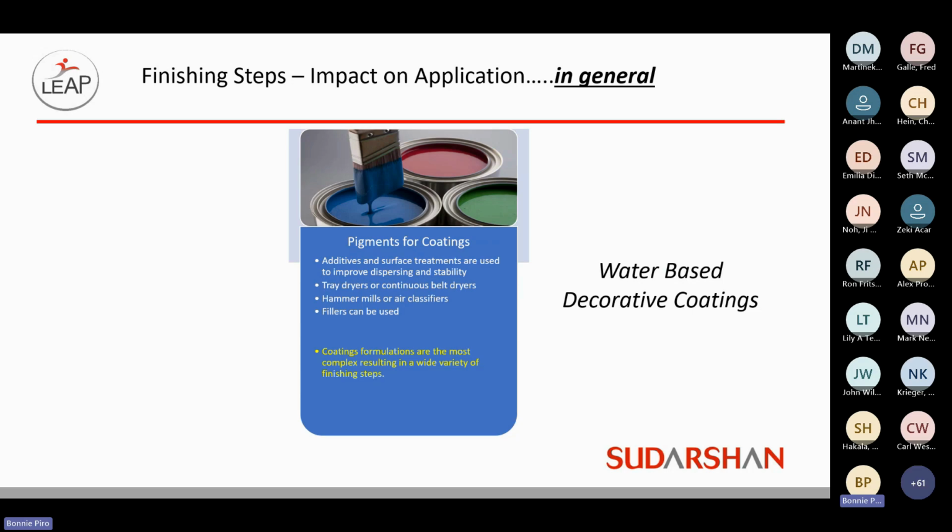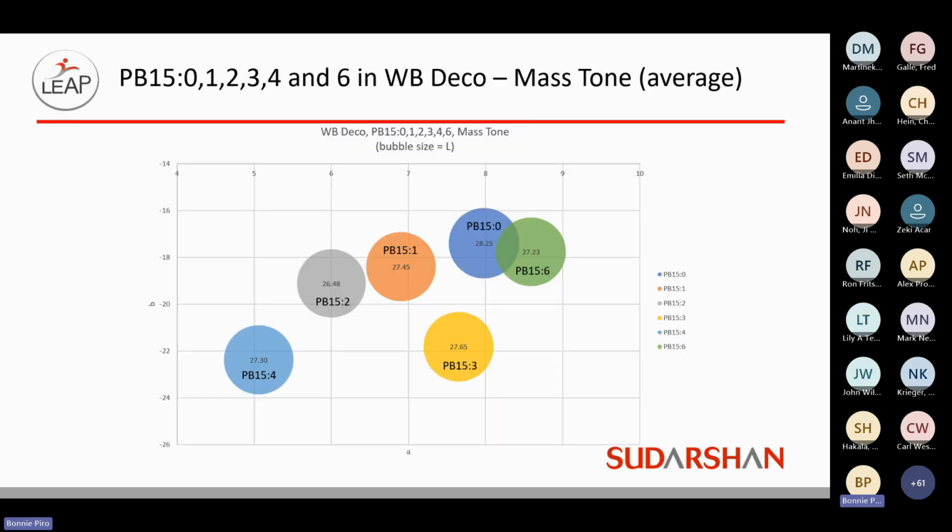If we look at water-based in the decorative area, we see some interesting trends as well. Again, the same type of thing that we saw before with all of the product averages in a mass tone formulation. Similar to what we saw in the plastics area, the epsilon 15:6 is still going to provide the most redness, and the alphas are in the middle. The Blue 15:4 is the most green, and the average of the 15:3s is more toward the red side, kind of looking like the alphas in this particular space and formulation.